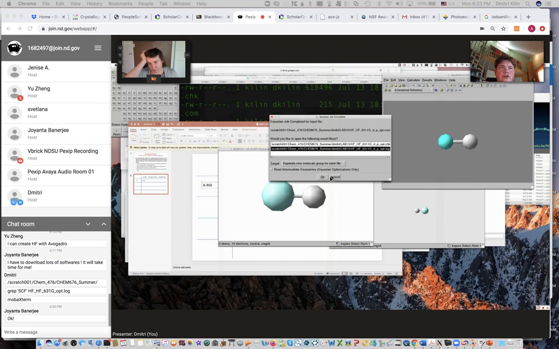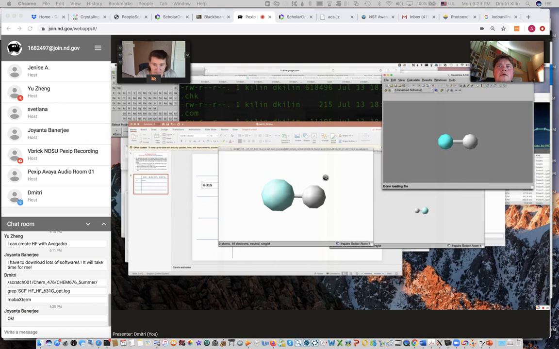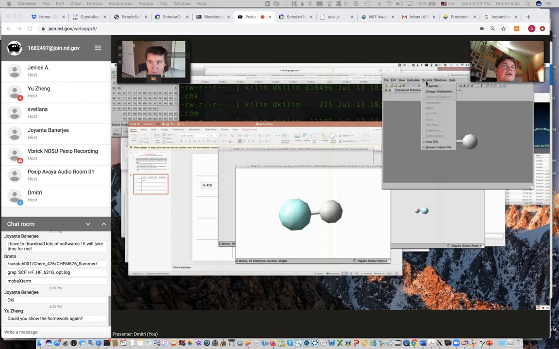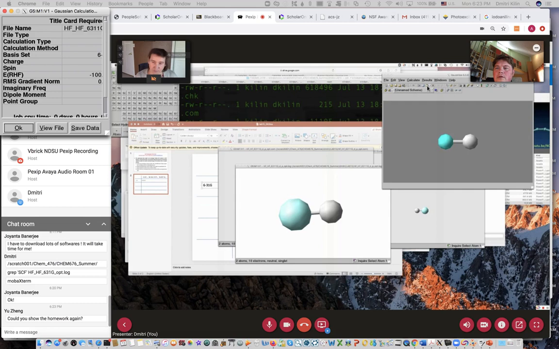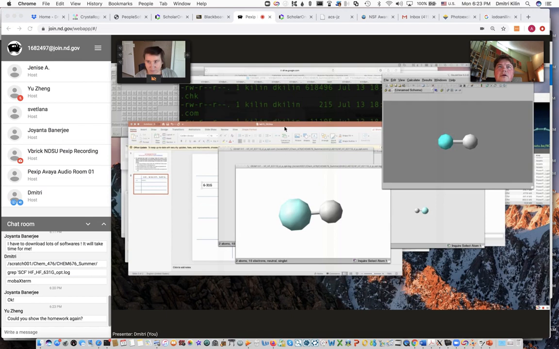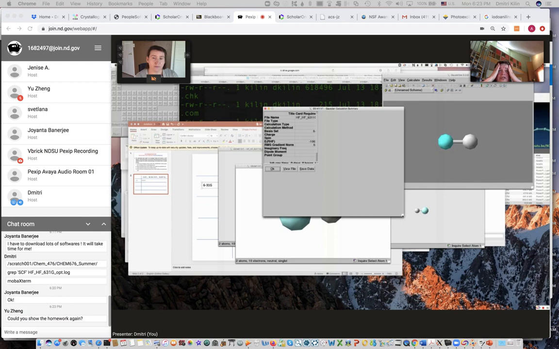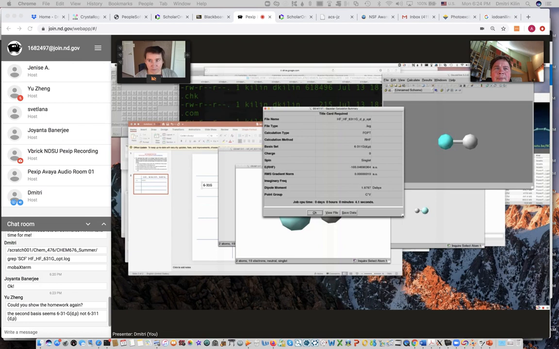So opening it, and checking if the total energy was affected. Results, summary. So I do see in results and summary that the energy did change. Instead of minus 99, it is minus 100. So with larger basis, the total energy decreased, which means the molecule becomes more stable.